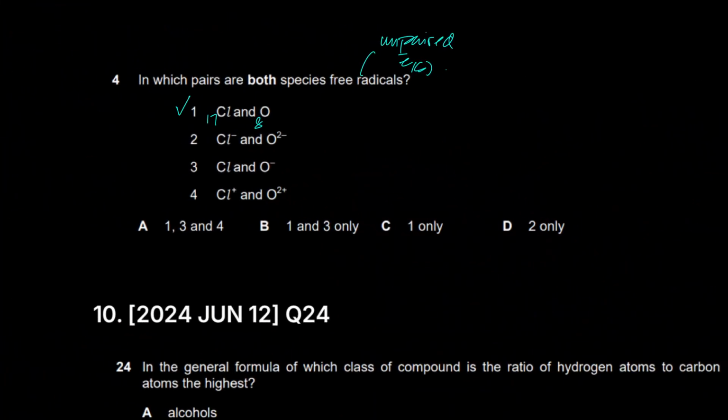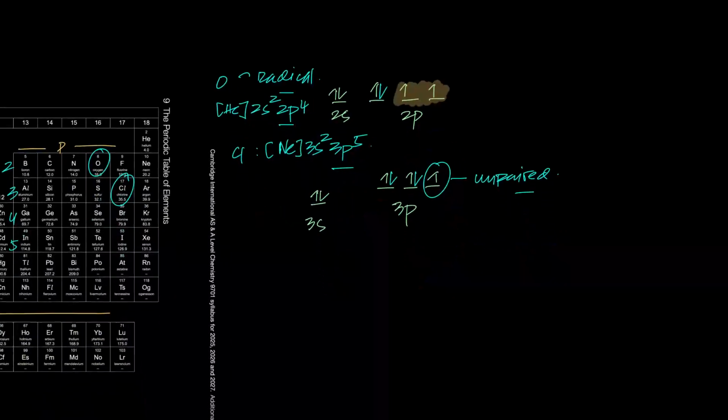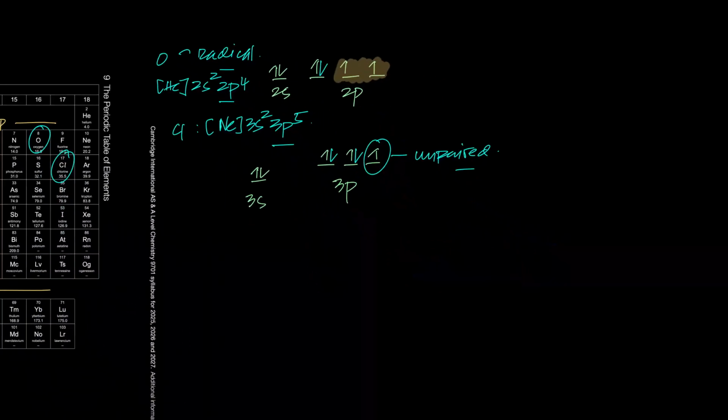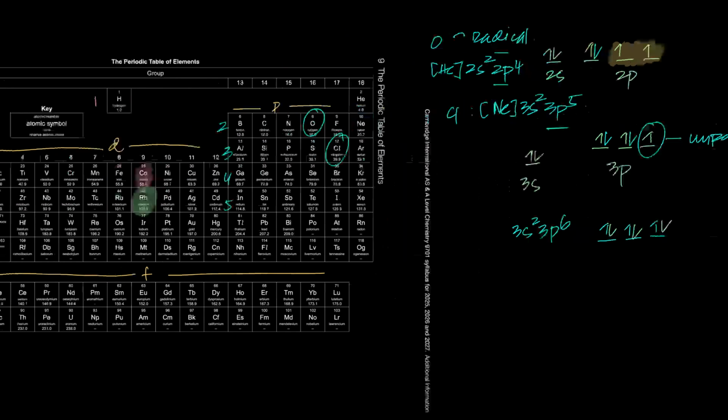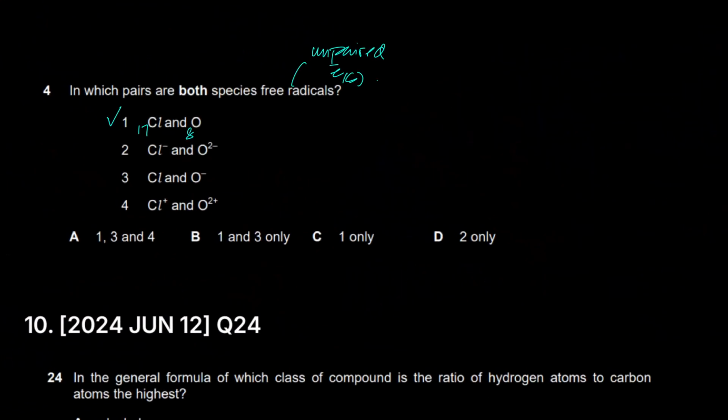What about Cl1 minus and O2 minus? If it's Cl1 minus, that means that instead of having 3s2, 3p5, now you have one extra electron. You have 3s2, 3p6. And if you check out 3p6, this is 1, 2, 3, and all these electrons are now paired. So Cl1 minus is not a radical. It has paired electrons, right?